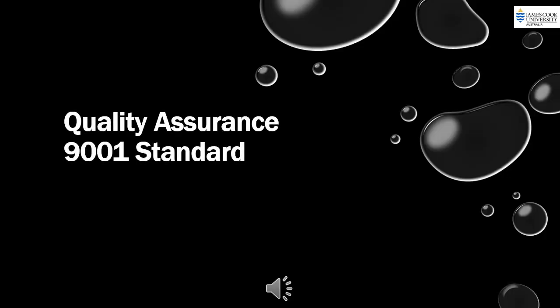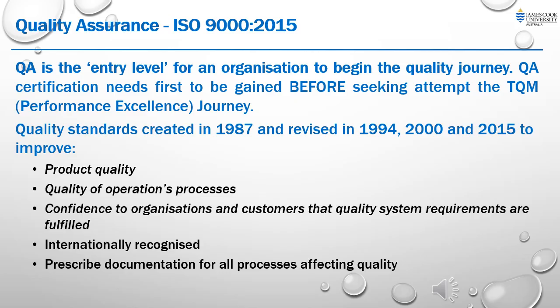Let's have a look at some of the quality assurance. For example, we have standard 9001. So quality assurance is a systematic process that aims to ensure that a product or service meets or exceeds a specific quality standard. It involves establishing processes and procedures to monitor and verify that the output of the particular service or product adheres to the defined requirements, specifications, and expectations.